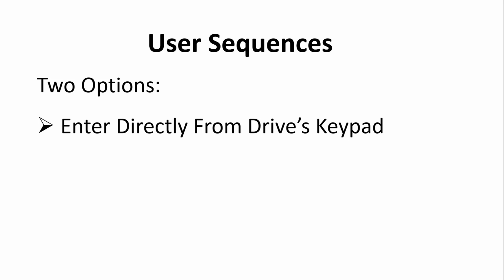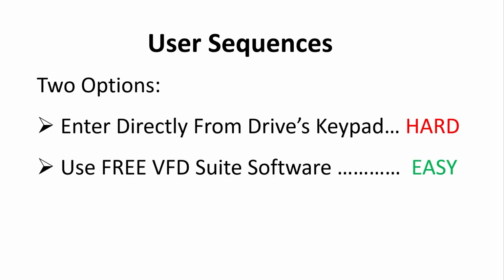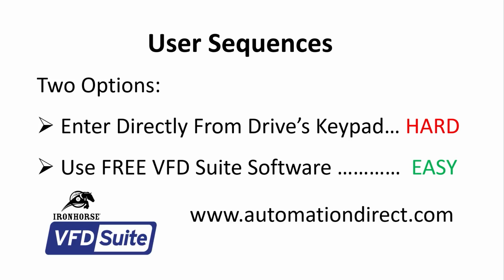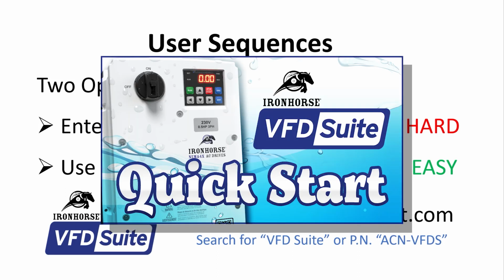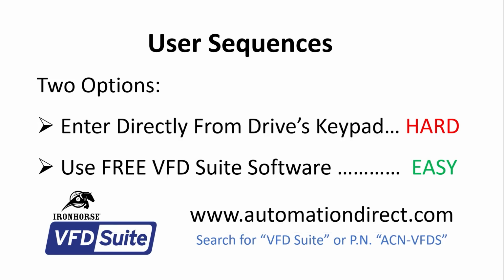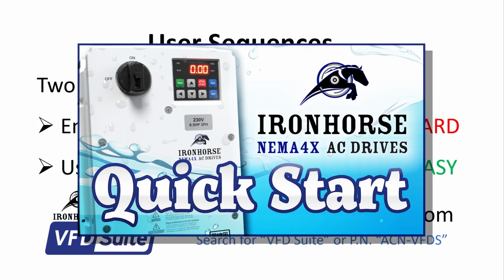You can do this from the keypad, but that's really hard. So we're going to use the VFD Suite software, which you can download for free at AutomationDirect.com. Just search for VFD Suite, download it, install it. There's a whole video that shows you how to get started with the VFD Suite. If you're not familiar with it, please watch that video before doing this one. It'll get you up to speed quickly. Now, if you aren't familiar with the drive, then check out the ACN Drive Quick Start videos.